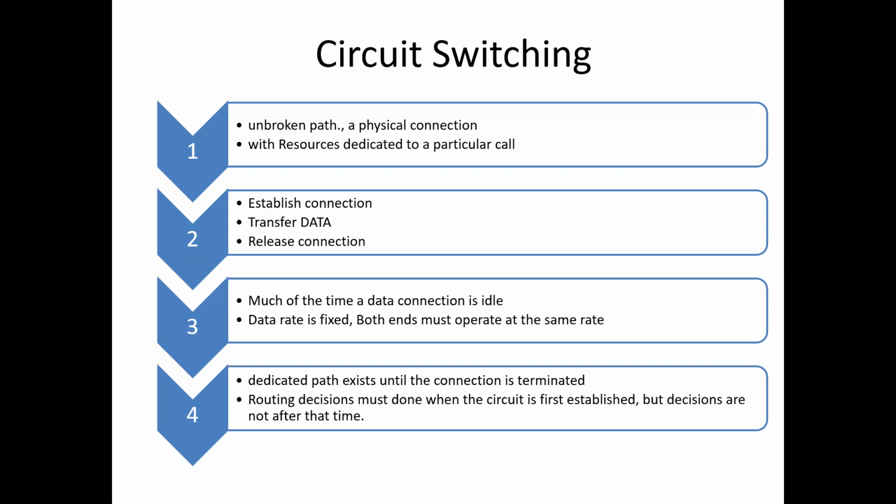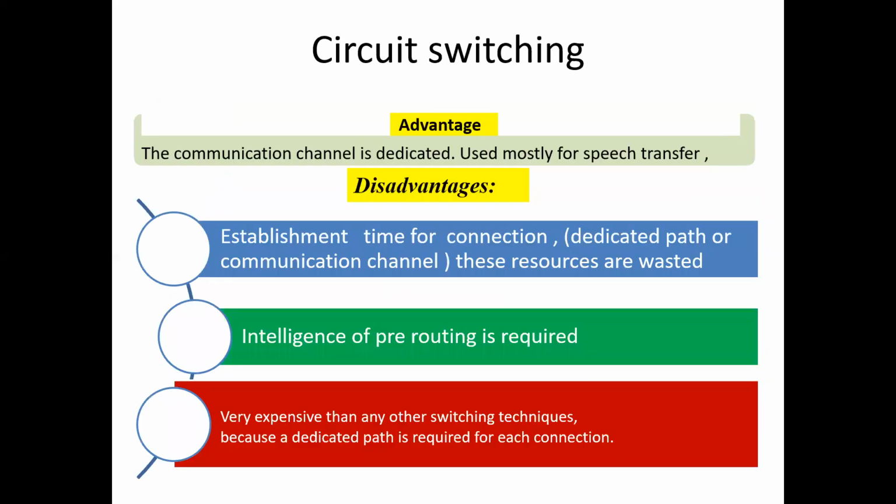The important thing is that the path exists till the connection is terminated. So there may be chances that the connection may be idle, and the data rate is fixed, and both the ends are operating at the same rate. What is important here is that the routing decisions are done previous to the connection, and decisions are not done at runtime, or on the fly. The decisions are not taken for circuit switching.